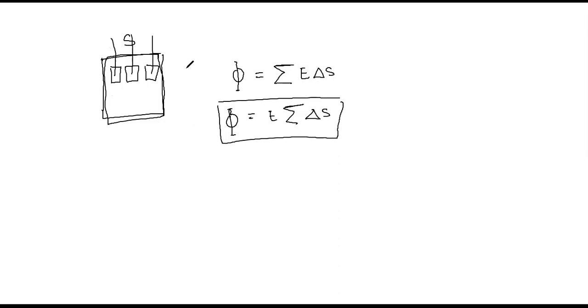Got it? So the SI unit of electric flux is Newton meter square per Coulomb. Okay, this was all about the electric flux. So we saw the special cases of the electric flux, that is if theta is equal to 0, the electric flux will be maximum. Okay, if theta is equal to 90 degrees, then the flux will be 0. So this is all about electric flux.